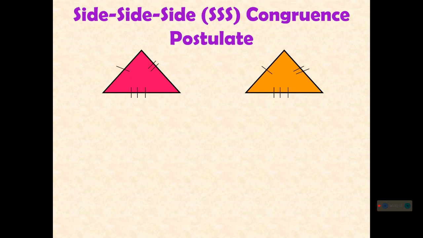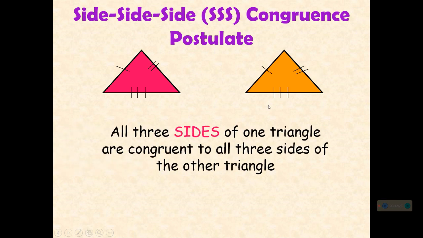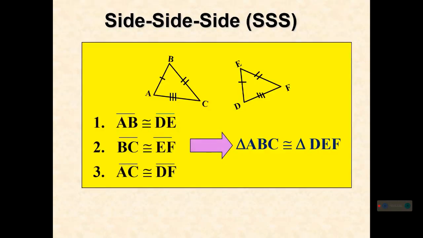congruence postulate. As you have seen in the figures, we have the tick marks on the three sides. Therefore, with the SSS congruence postulate, all three sides of one triangle are congruent to all three sides of the other triangle. So that's why we have here the SSS congruence postulate. For another example, we have this figure. So we have triangle ABC is congruent to triangle DEF by using the SSS congruence postulate.